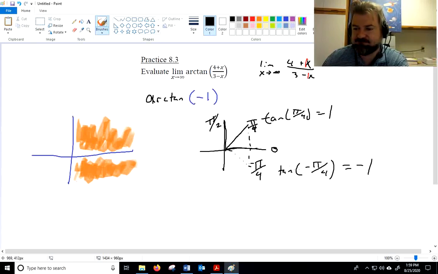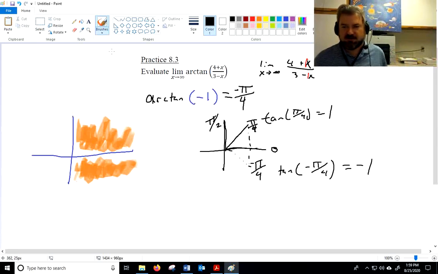So we know that the answer here, for what angle measure is tangent negative 1? The answer is negative pi over 4. And that's exactly what that limit is. Isn't that wicked? All right.